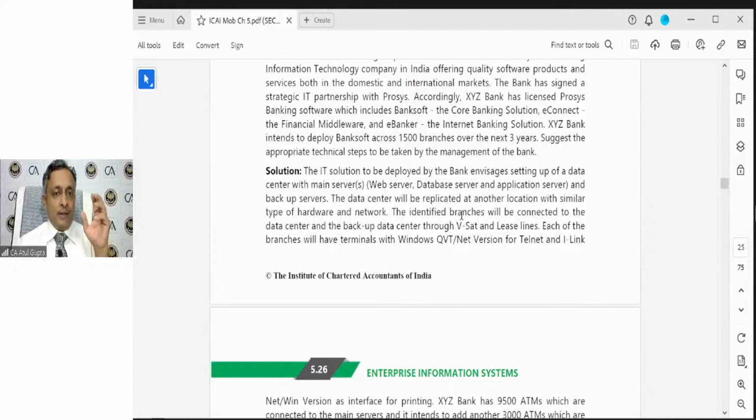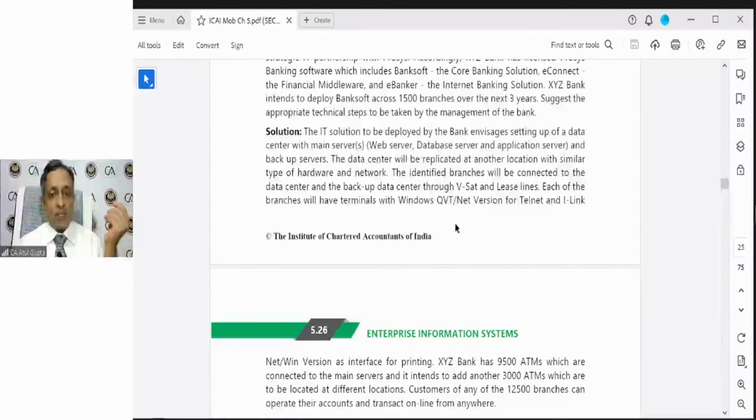Then the number of servers have been talked about: web server, database server, application server, and backup server. The identified branches will be connected to the data center and backup data center through VSAT. VSAT, you must have seen, stands for very small aperture terminals. Just to allow you to visualize, we all have dish TVs across the city, town, village we all live in. That dish is a VSAT size dish. So this allows direct connectivity to data centers.